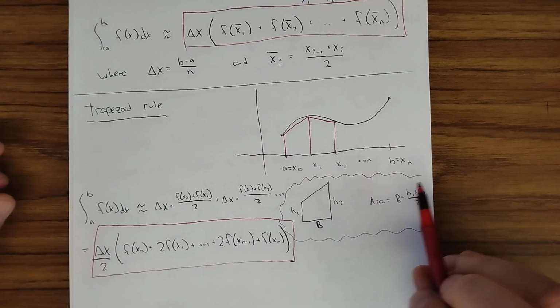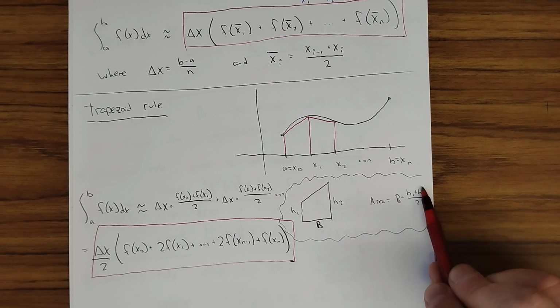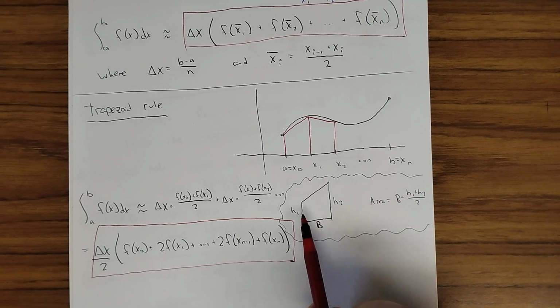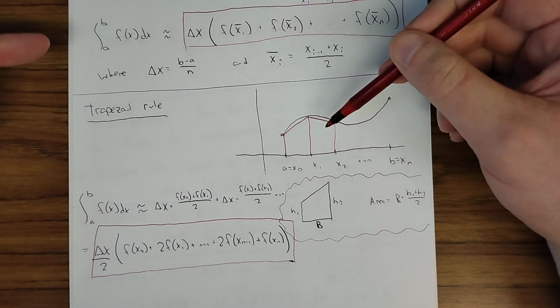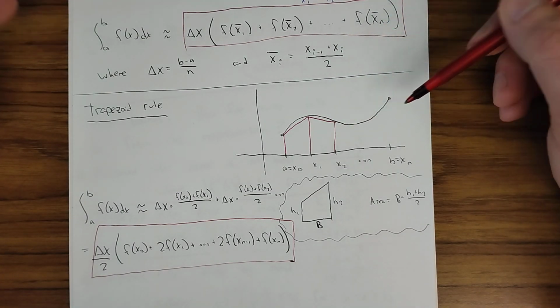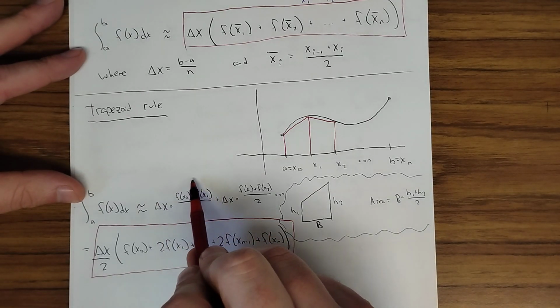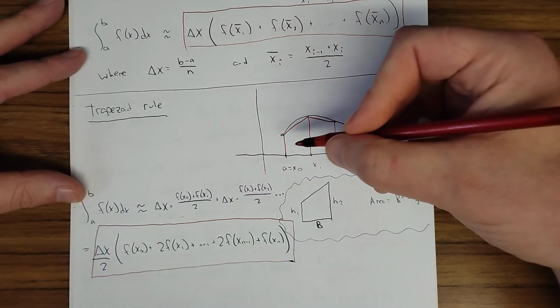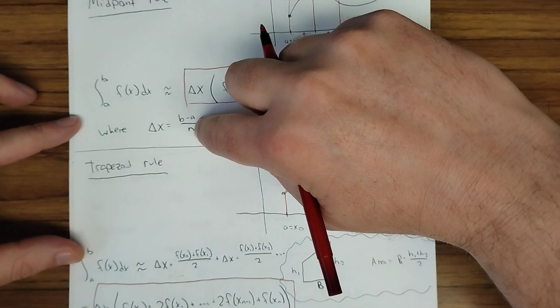The area of a trapezoid, I can write it this way. It's the base b times the average of the two heights, the height on the left and the height on the right. So I'm going to add up the areas of all these trapezoids. The area of my first trapezoid is here. The base is delta x again. It's the same delta x from before.